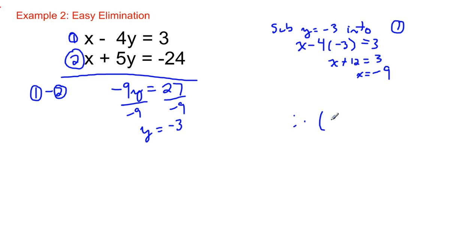Therefore, negative 9 comma negative 3 is the solution. Okay, so we're done with that one. Same magnitude, same sign. We subtract, solve for a variable, substitute that into one of the equations, solve for the other variable, give the answer. Let's move on to the next one.